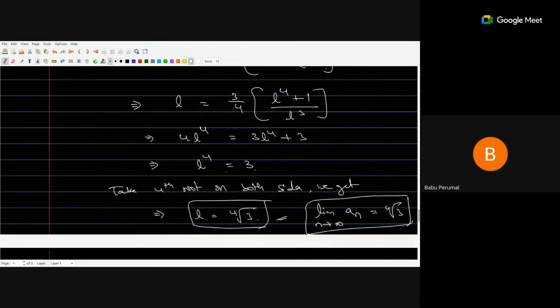I think, where is that 4? 4L 4, this. No, after that step, L 4, you have taken L 4, it has to come below down, right? By 3. Sorry. Okay, maybe I will simply say multiply 4L cube on both sides.